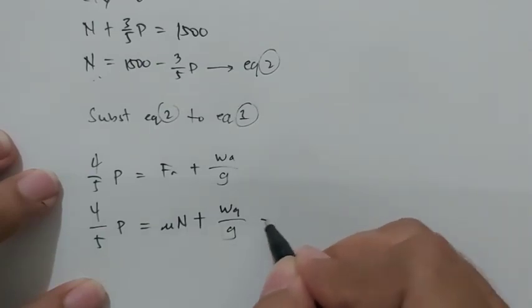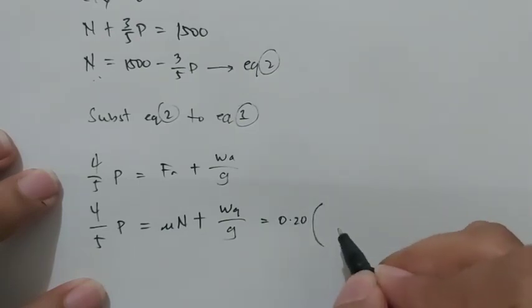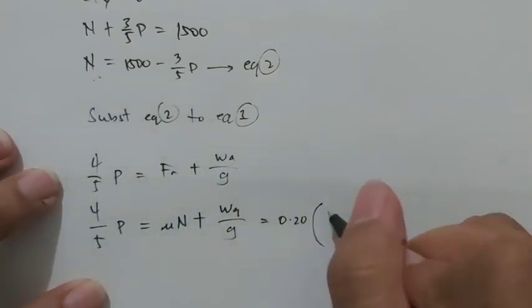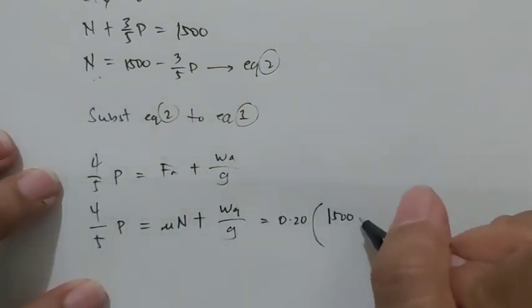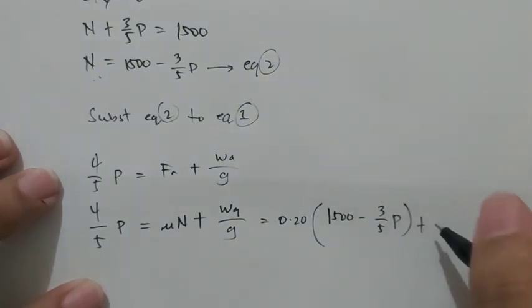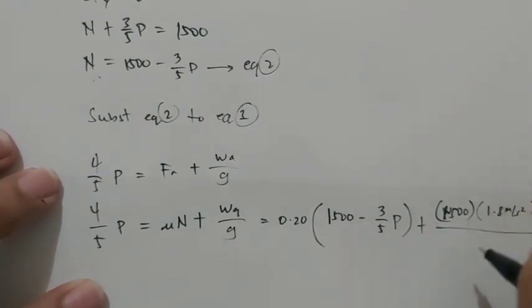So therefore, is equal to 0.20 times yung N natin is equal to, so ito yung equation 2. So we have 1,500 minus 3 over 5 P. So plus WA over g, so yung weight natin is 1,500 times a natin, acceleration is 1.8 meter per second square, all over ating gravity, which is 9.81.